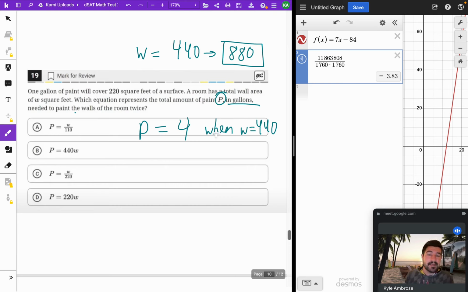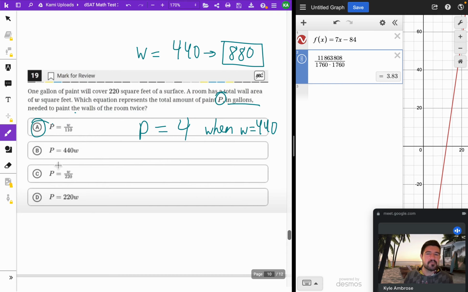Now let's take these numbers that we know have to work and plug them into each of the answers and see which one is true. If it's true and none of the other ones are true, that must be our answer. So does P, which is 4, equal 440 over 110? Ooh, yes it does, and I'm excited because I think that that's the answer. That works.